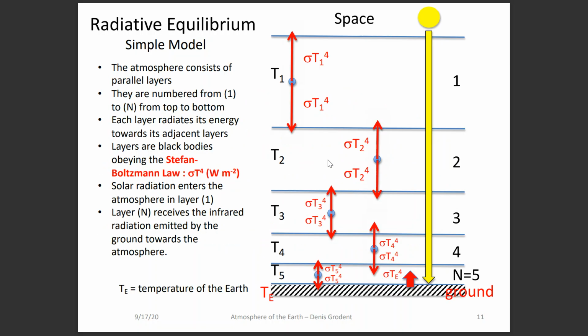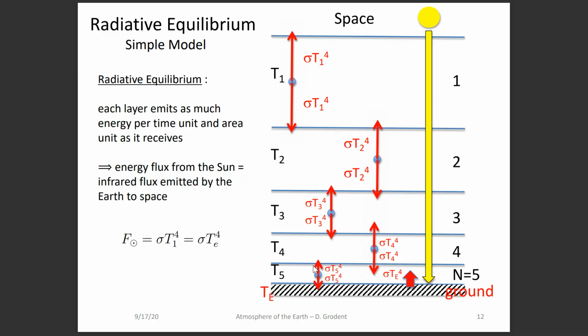So for this simple model, we can draw something right here. There are parallel layers, 1 to n, radiating energy toward the adjacent layer, nothing more, nothing less. Black bodies, so the emissivity is equal to 1. For solar radiation, the absorptivity is 0. Solar radiation enters the atmosphere in layer 1. Layer n receives the infrared radiation emitted by the ground towards the atmosphere.